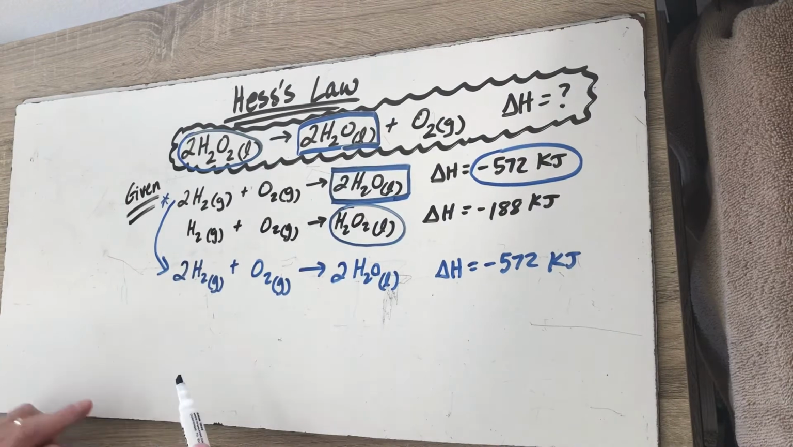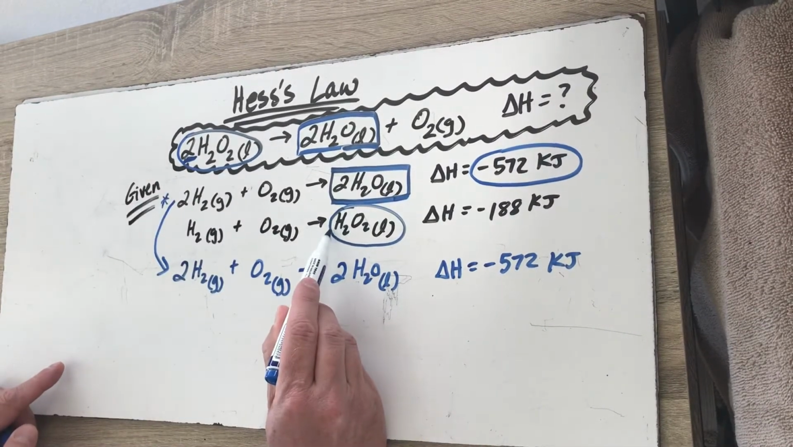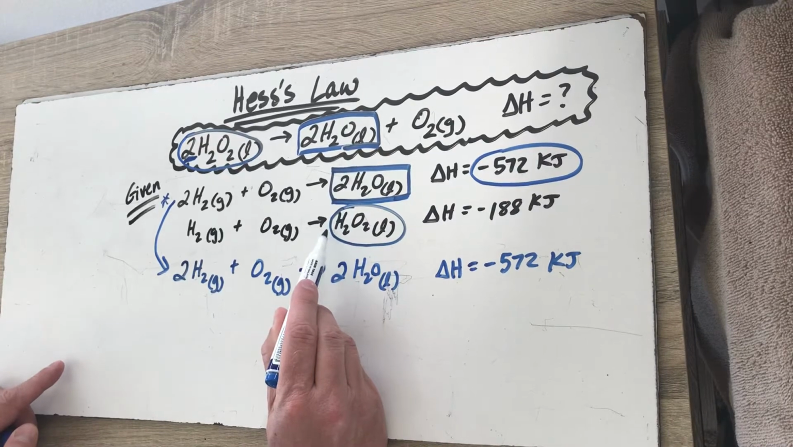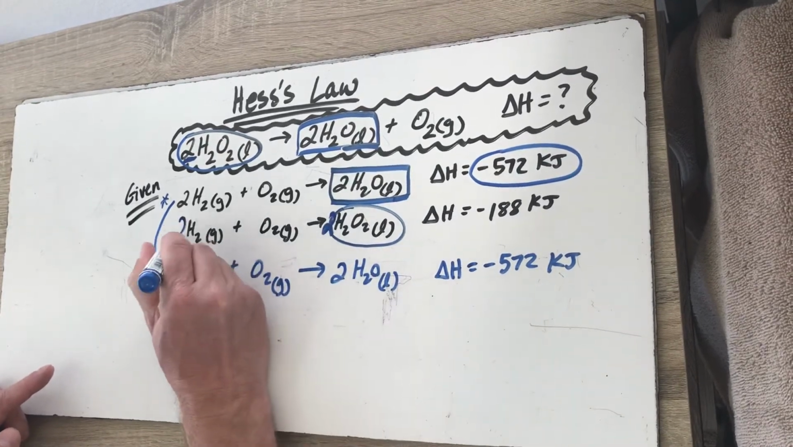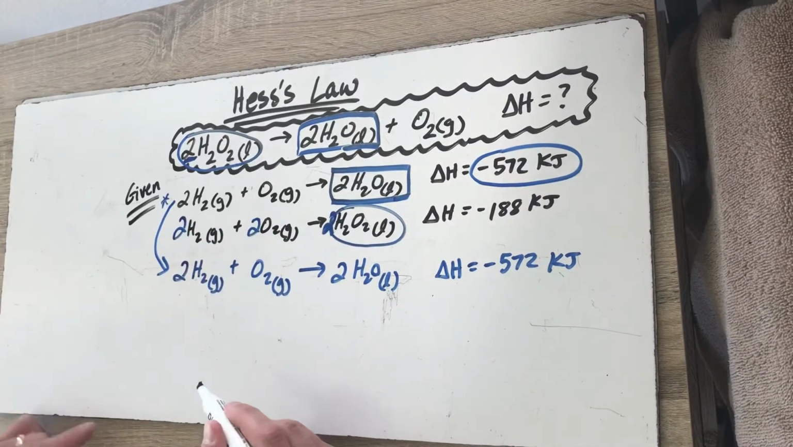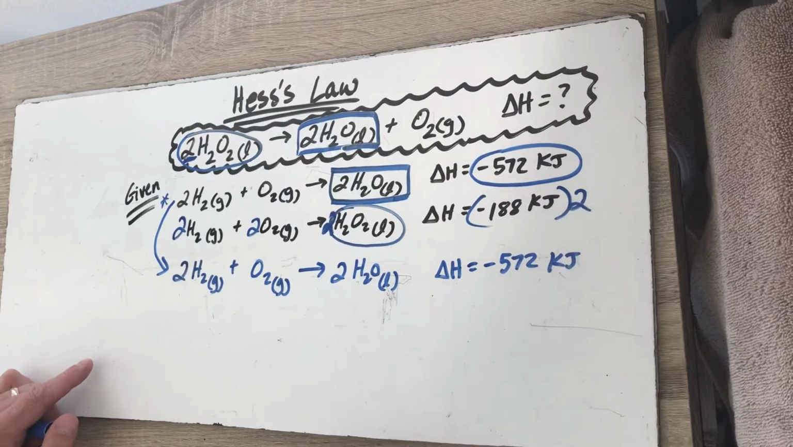The other difference is there's a 2 in front of it. Here there's only a 1. So I need to double it. What I'm going to do is put a 2 in front of it, but that means I have to put a 2 in front of everything else. I have to double all of the other amounts. It also means I have to double this.